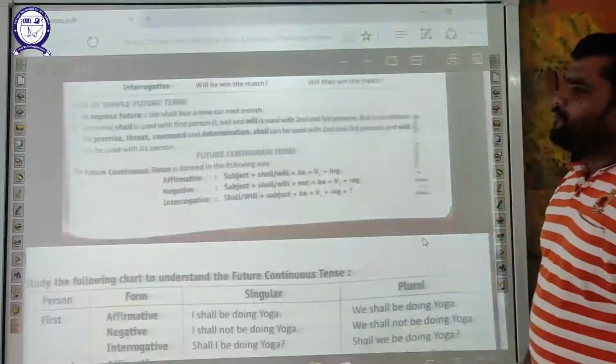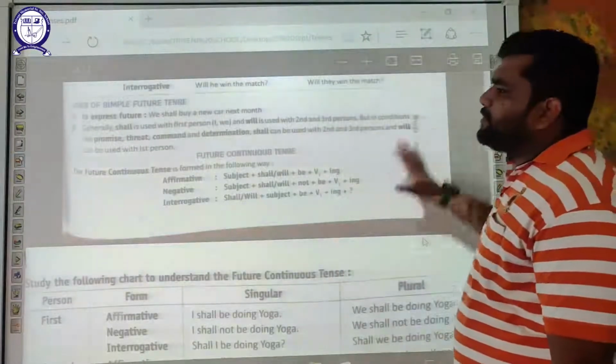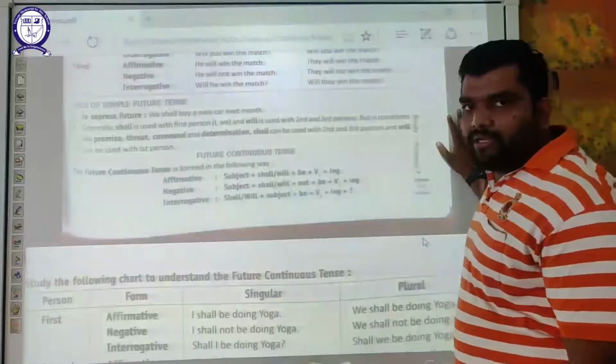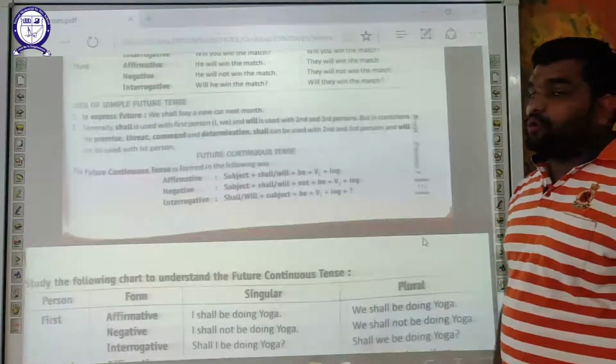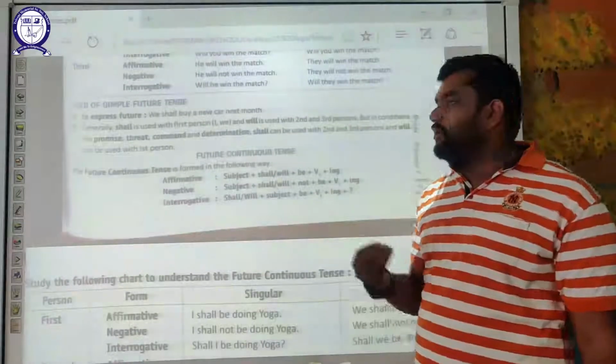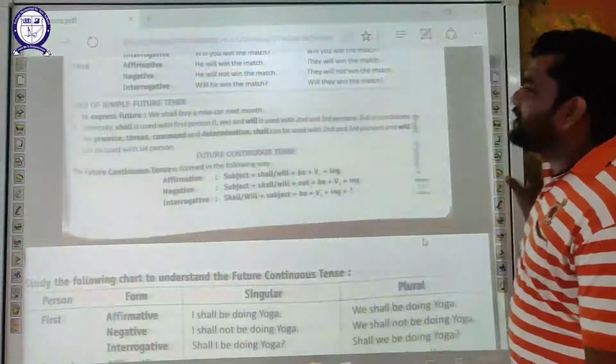Now, uses of simple future tense. What are these? To express future. We shall buy a new car next month. Generally, shall is used with first person I or we, and will is used with second and third persons.